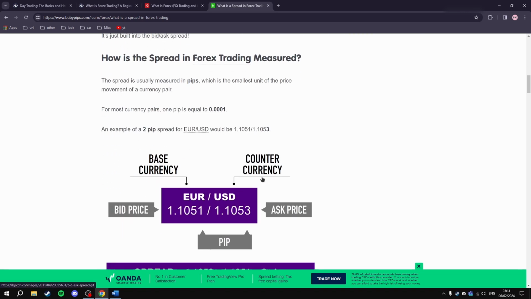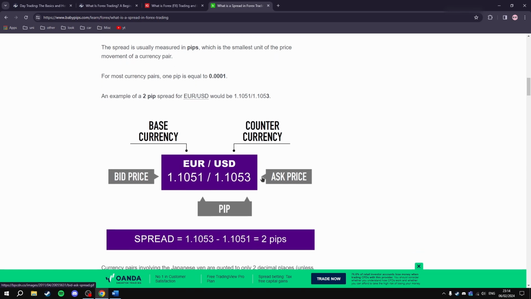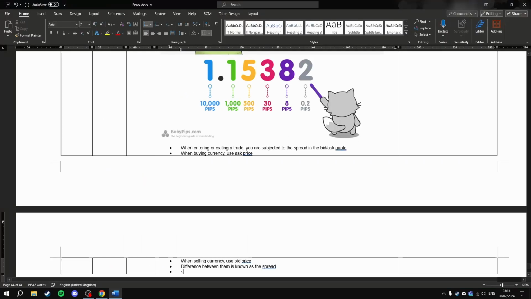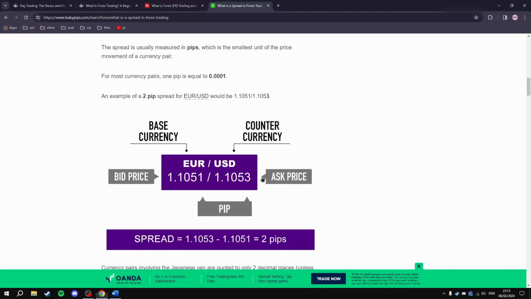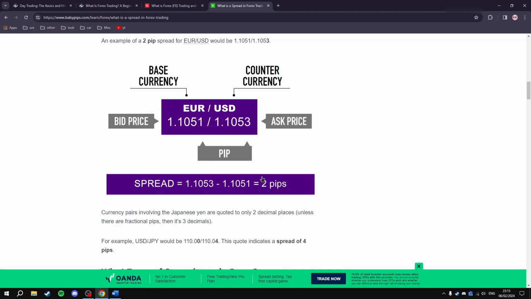How is the spread in Forex trading measured? The spread is usually measured in pips, which is the smallest unit of the price movement of a currency pair. For most currency pairs, 1 pip is equal to 0.0001. An example of a 2 pip spread for Euro USD would be 1.1051/1.1053. That is a 2 pip spread because 1.1053 minus 1.1051 equals 2.